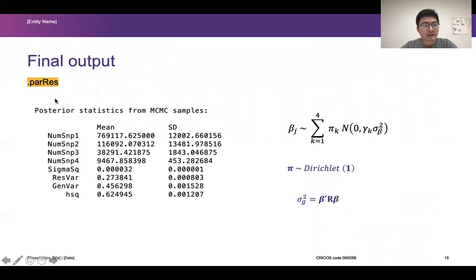And once the job is finished, it generates a parameter result output file, which shows the posterior mean and the standard deviation for the key parameters. We use the posterior mean as the point estimator and the standard deviation from MCMC samples as the posterior standard error estimator.